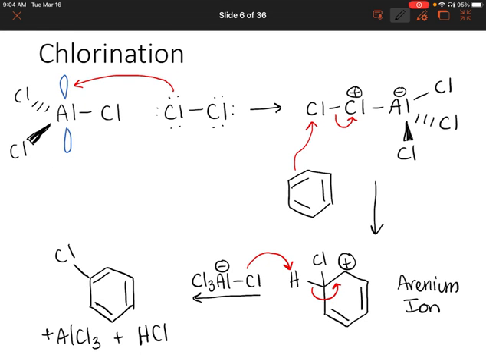All right, so I think we'll stop there today. Next time we'll cover a few more reactions. So we'll cover sulfonation, where you can add a sulfate group to the benzene ring. We'll also talk about nitration, where you can add a nitrate group. And we'll just keep going from there.